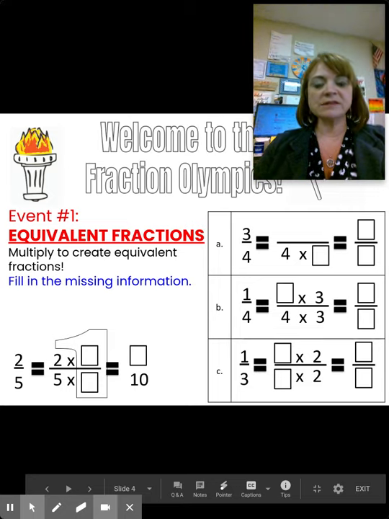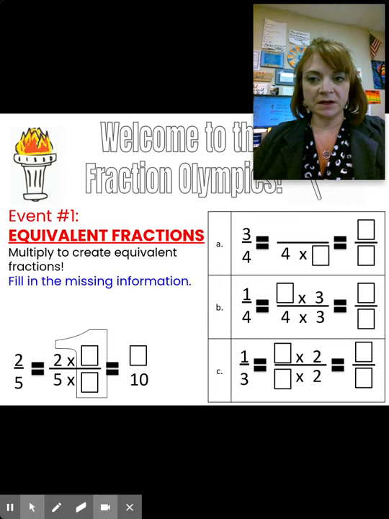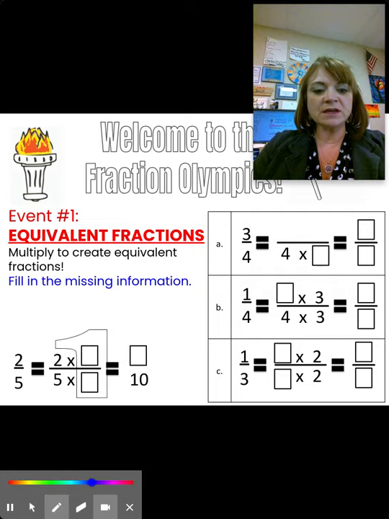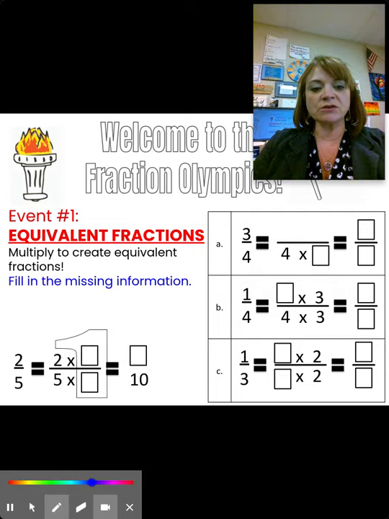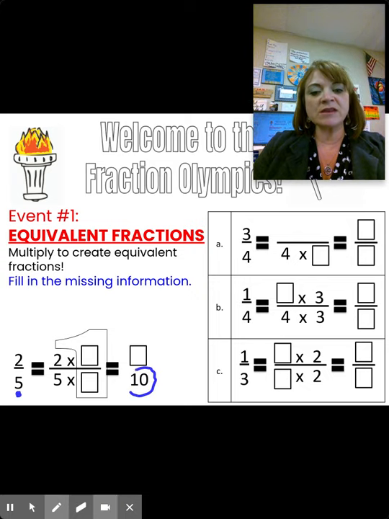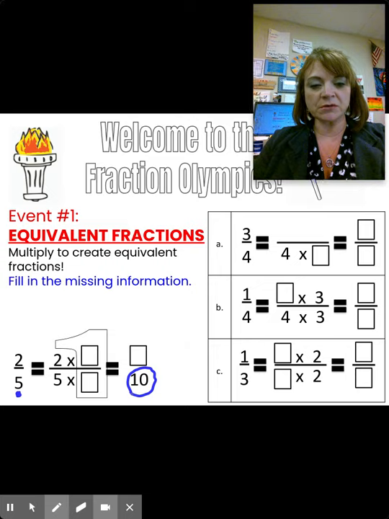Boys and girls, let's practice and review how to multiply to find equivalent fractions. This just says to fill in the missing information. So look here, we have 2/5 and we want to figure out how many tenths 2/5 is equivalent to.